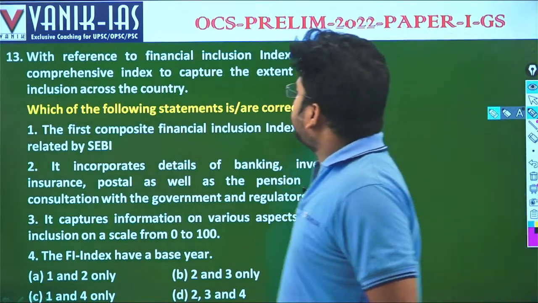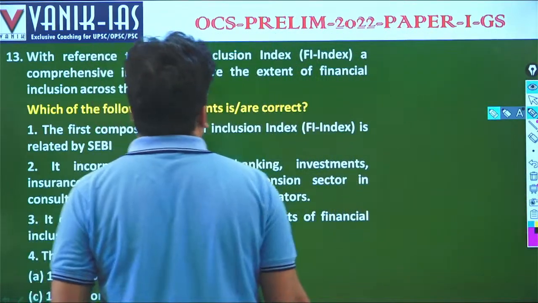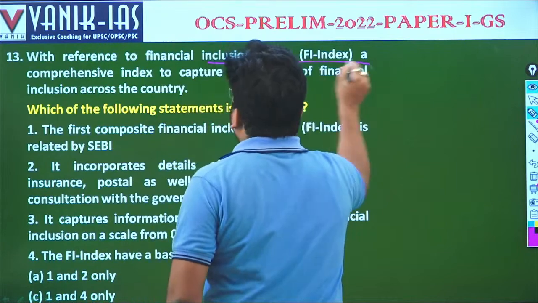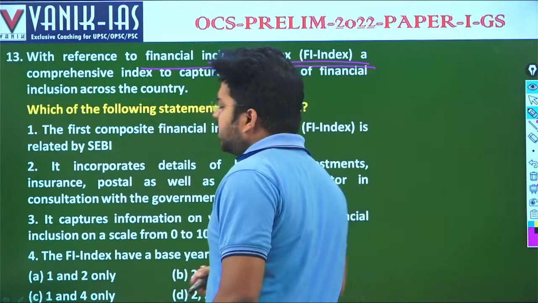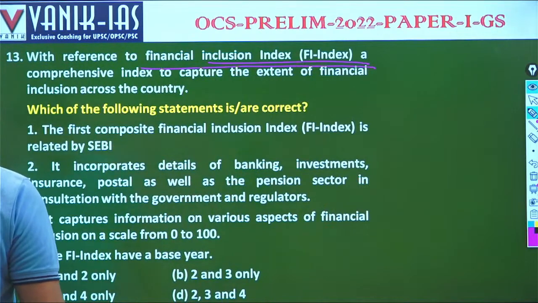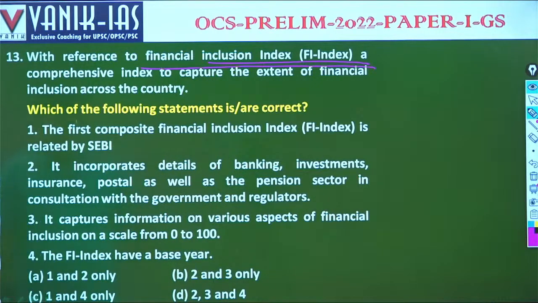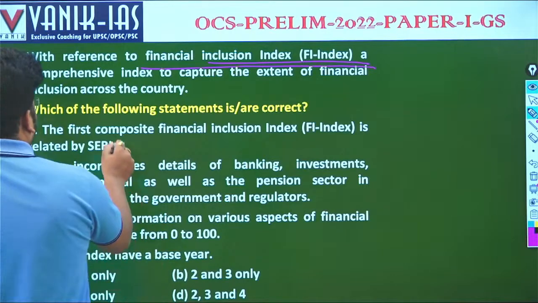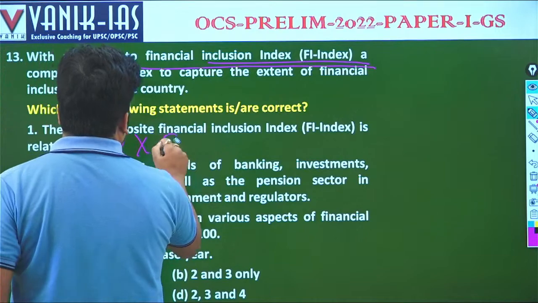Next, with reference to financial inclusion index, FI index, it is newly started by the RBI. Financial inclusion index or FI index, it is newly started by the RBI. The first composite financial index is related. This is RBI.